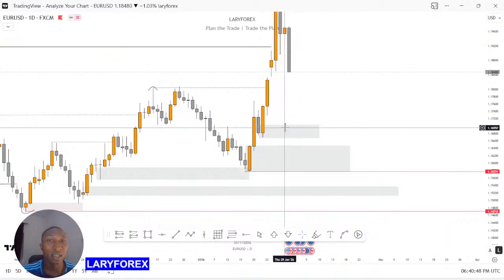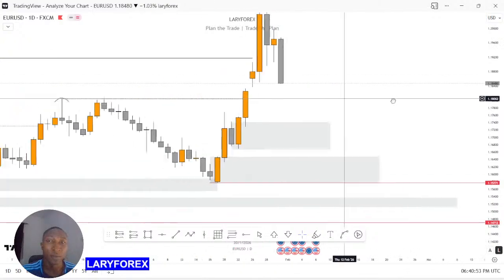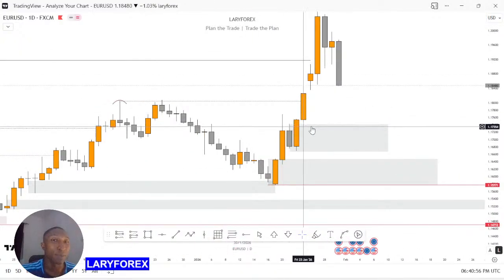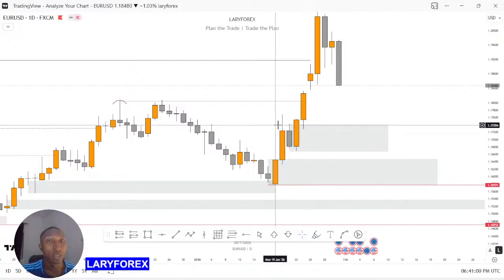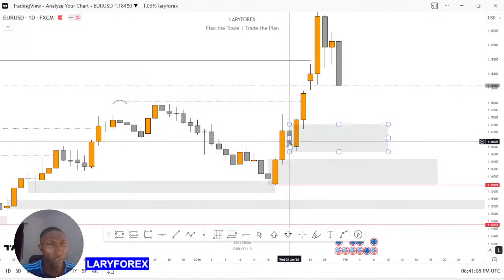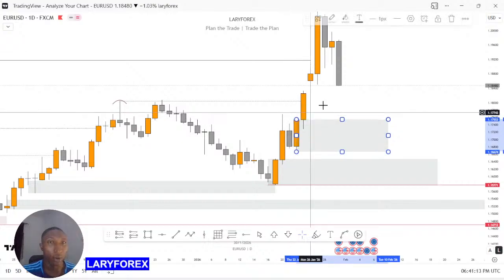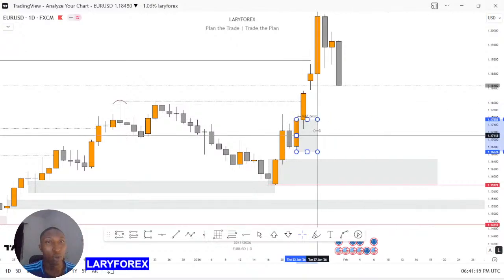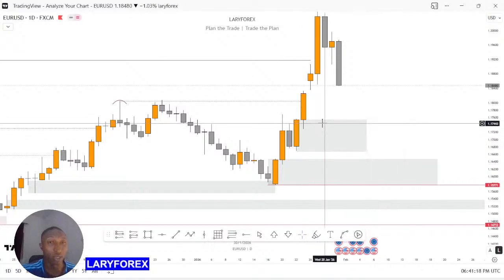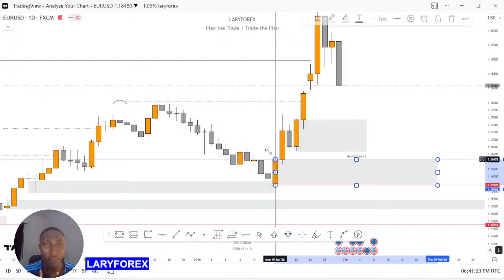Now, this second demand starts from here. If you look closely, you see that it has already been mitigated by the wick of this particular candle. So by the wick of this particular candle, this demand here has been mitigated. But we still have another block at that level, and that other block is this particular candle. This particular demand here has not been mitigated at all.